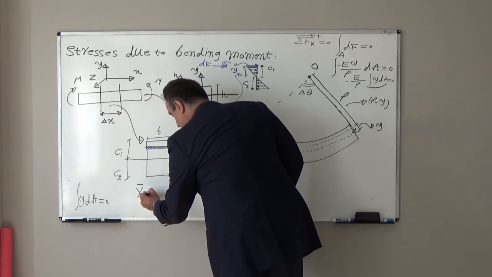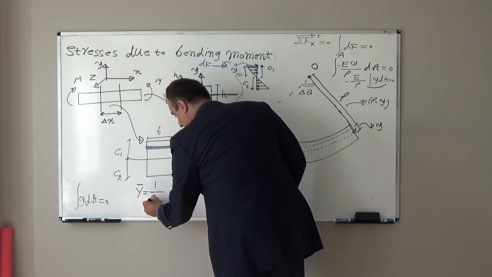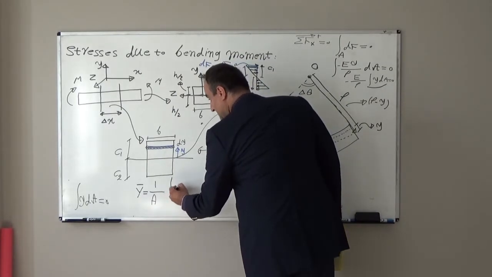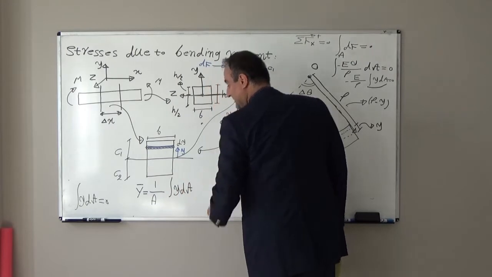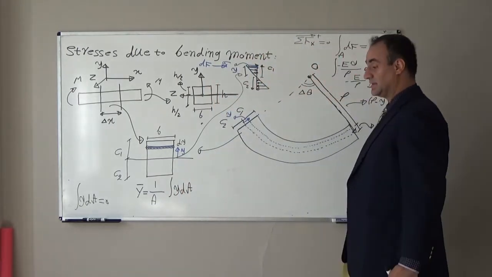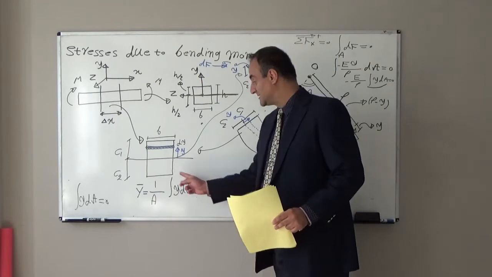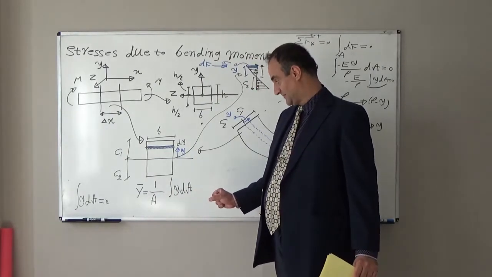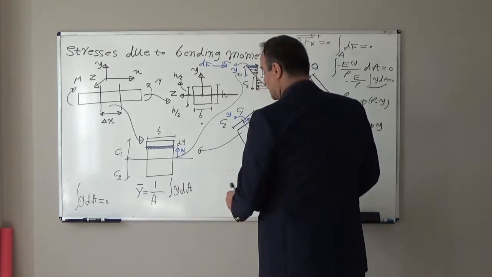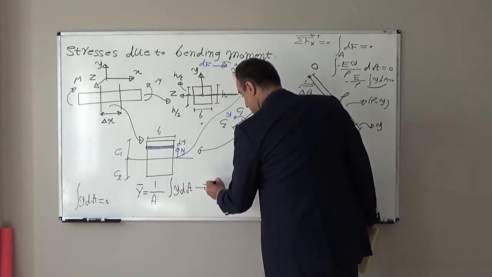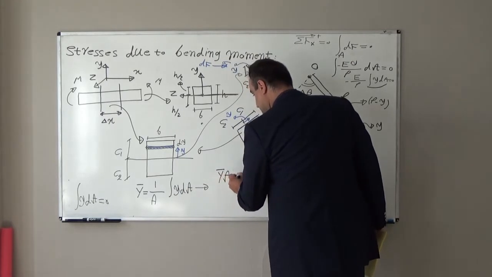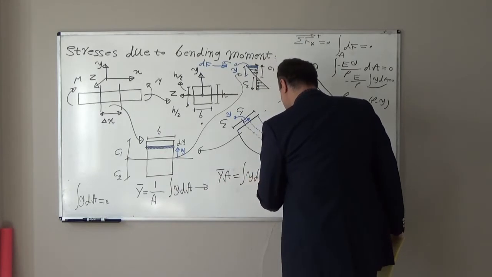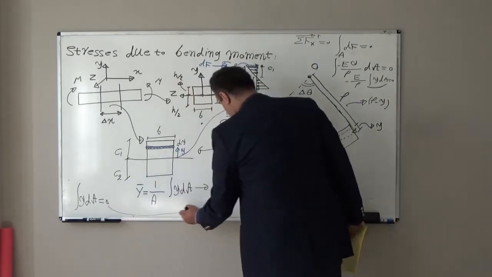So moment of area divided by area, or I can write like this: y bar is equal to 1 over A, entire area, moment of area is y dA. So using this formula in statics, if you remember, we used to find centroid location. So here y bar A is equal to integration of y dA, that is equal to 0.